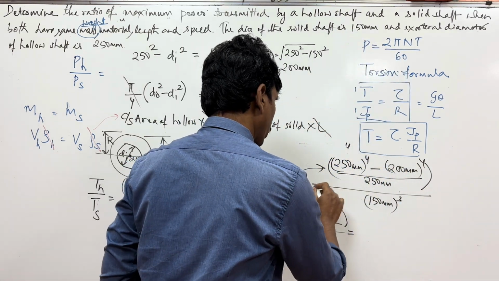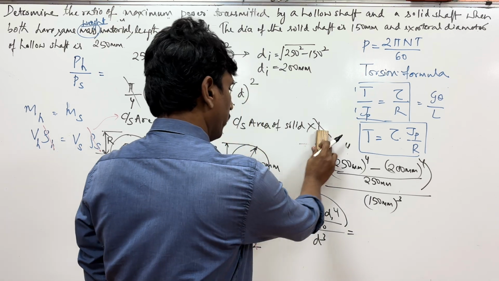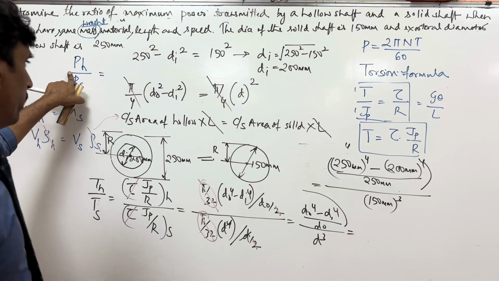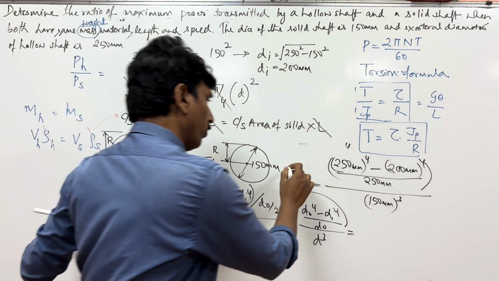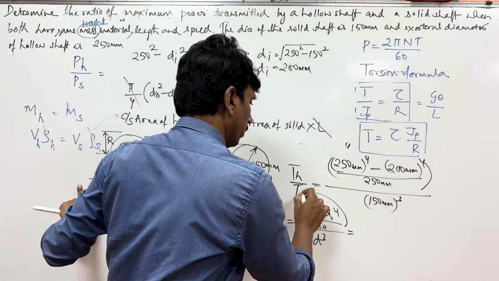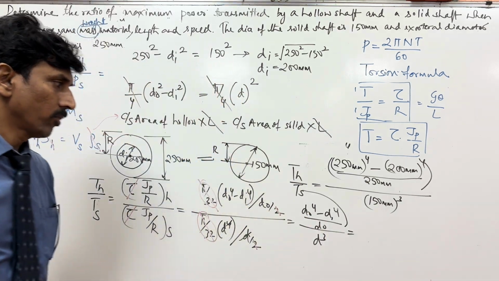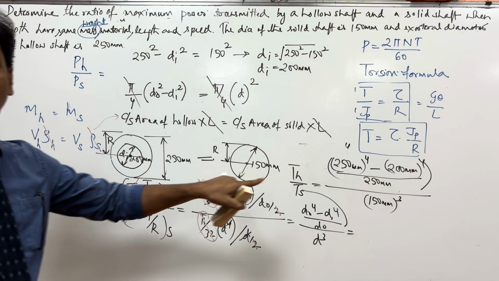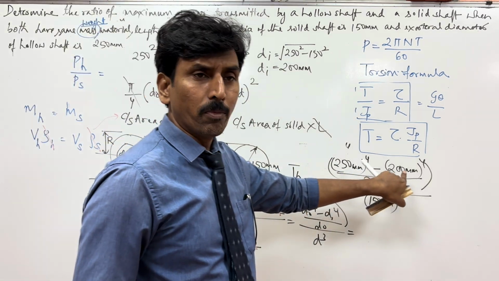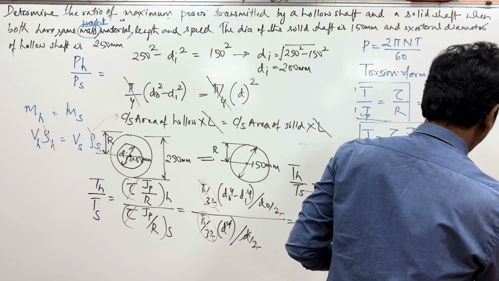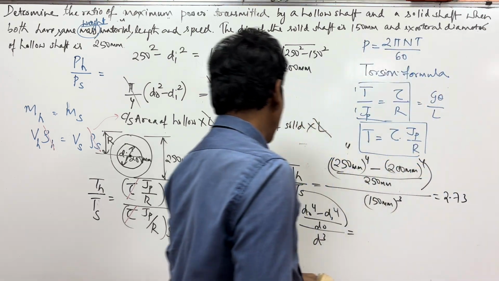So this is actually giving the ratio of the power transmitted, which is actually the ratio of the torque transmitted, basically. So power or the torque, the same. Okay. So now what is this value? Can you tell me? 2.73.